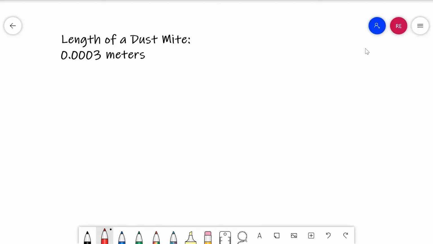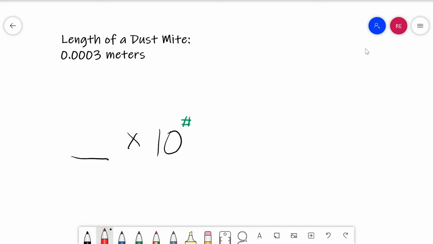Now let's look at a real-life example of a small number. So the length of a dust mite is about 0.0003 meters. And so again, let's move our decimal so that we have a number in the ones place. And then we'll look at the direction that we move the decimal point in and how many times we moved it to find what our power is going to be.